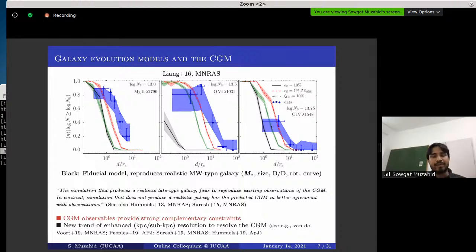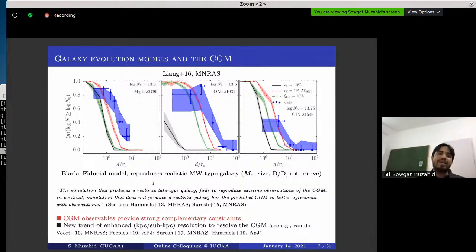So that's the sort of thing I wanted to address here. And just to quote their paper, they say the simulation that produces a realistic Milky Way type galaxy fails to reproduce existing observations of the CGM. And in contrast, the simulation that does not produce a realistic galaxy has the predicted circumgalactic medium in better agreement with observations. And it's not only them, there is a series of papers emphasizing these issues.